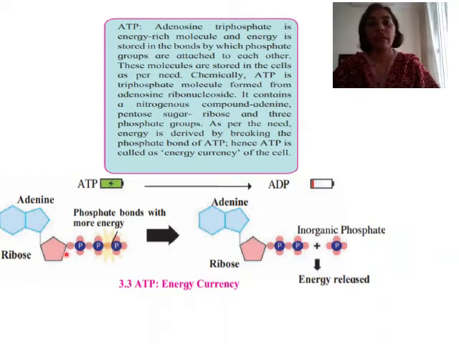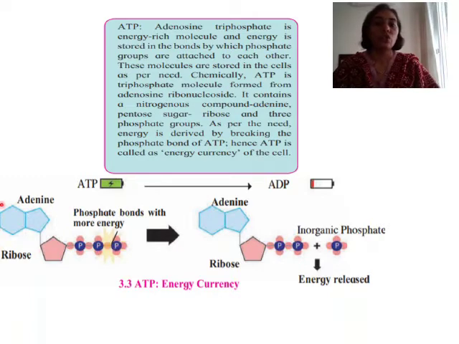So the formula of ribose is C5H10O5. So this is the pentose sugar. You can see here, this is ribose or the pentose sugar. And 3 phosphate groups. You can see P is written here, phosphate bonds with more energy. These 3 are attached to one another, and if this bond breaks, it results in the release of a large amount of energy.